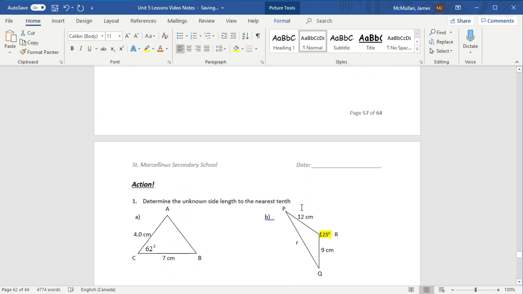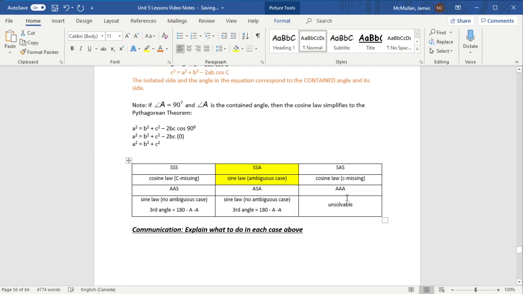So to finish up today, cosine law fills in the gaps in terms of solving triangles that sine law cannot solve. There are two triangles sine law cannot do. It cannot do side angle side. It cannot do side side side. Cosine law covers both of those two.